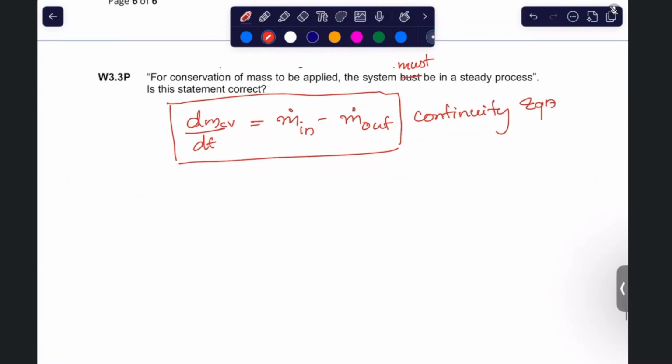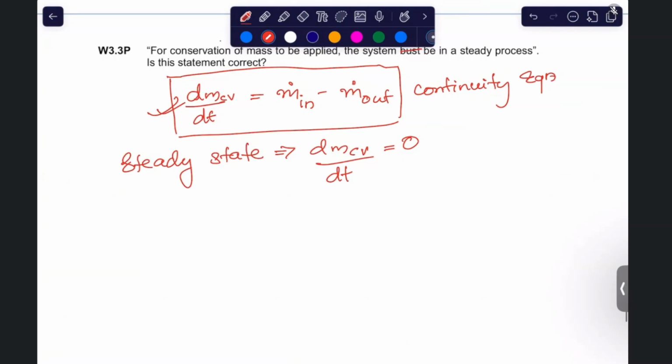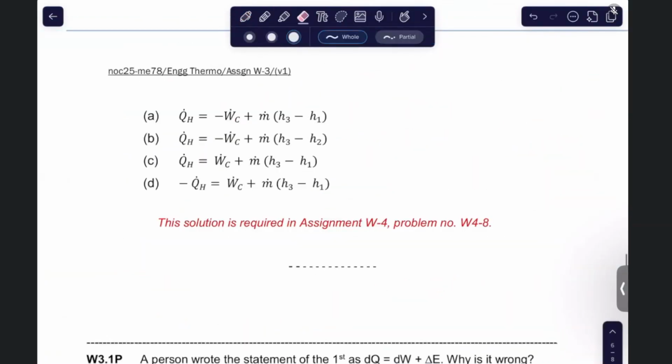For steady state, the change in mass of the control volume with respect to time will be 0. So whatever is entering the system is going to leave the system. That is the only change happening in steady state. Unsteady state means you have to solve this entire equation to find the mass of the control volume at any instant of time. So conservation of mass or the continuity equation is applicable to all systems. Now next question.